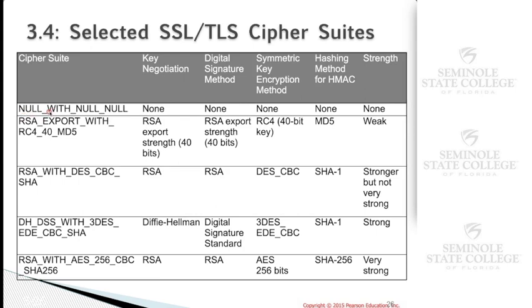Look at the first example, null with null, null, null. That means I don't have any key negotiation here, none. I have no digital signature method, no. I don't use any symmetric key encryption, and I don't use any hashing. So, guess what? The strength is none. And then it shows all different combinations, RSA using RC4 and MD5, and it's weak. So for the asymmetric part, we use RSA. For the symmetric part, we use AES 256, and then for hashing, we use SHA 256.